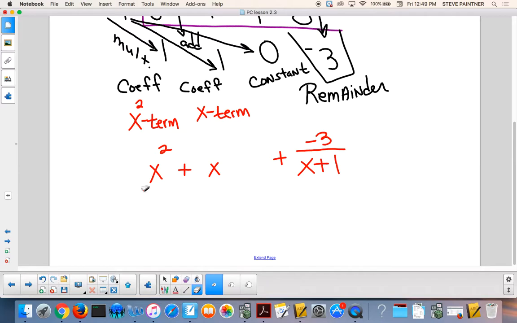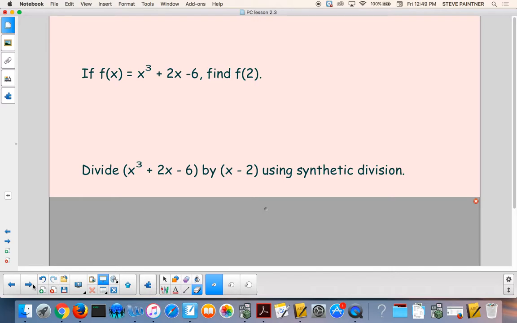Continue? Should I or not? Yeah? Okay. I did this problem last hour. Do you want me to do it and just call it quits? Okay. All right.